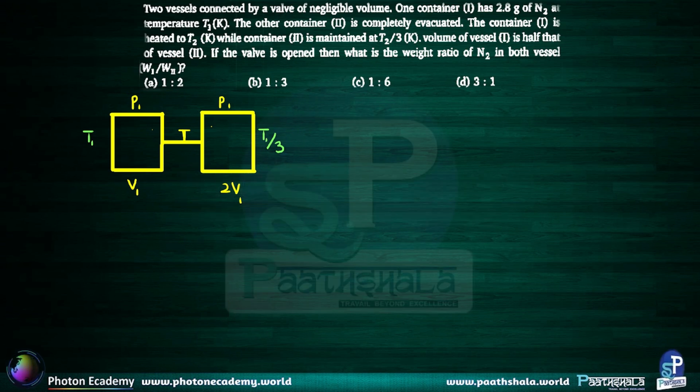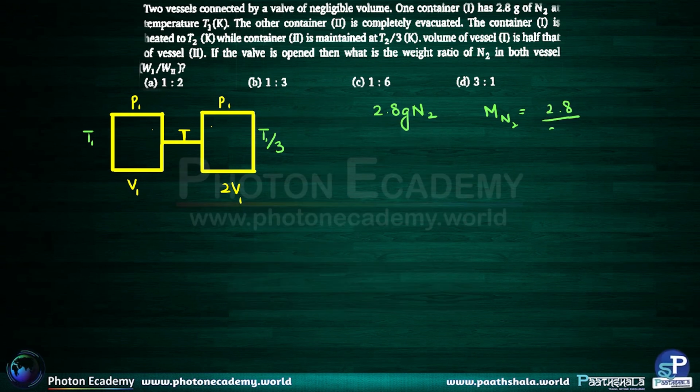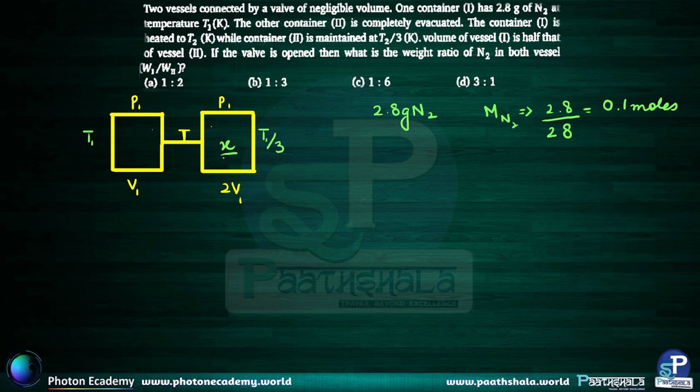So let's say initially we have 2.8 grams of nitrogen. The molecular weight of nitrogen is 28, so the number of moles is 2.8 divided by the molar mass, which is 28, right? So the number of moles of nitrogen will be 0.1 moles. Let's say that X moles go into vessel 2. So 0.1 minus X moles would remain in vessel 1, right?